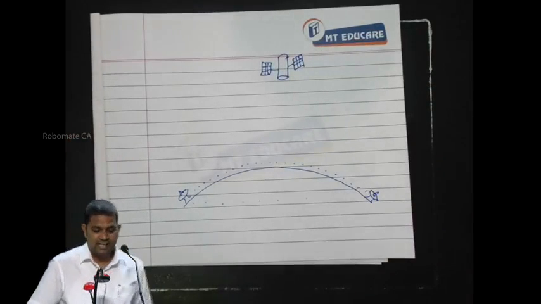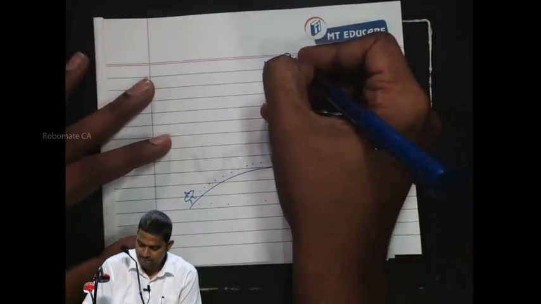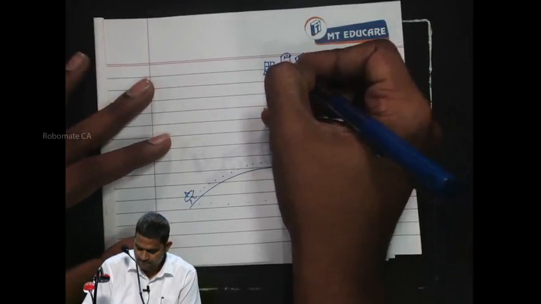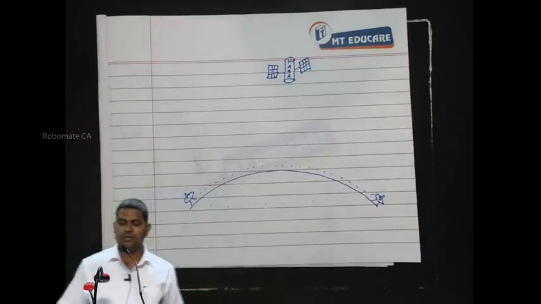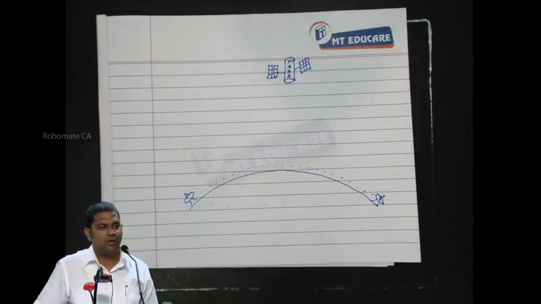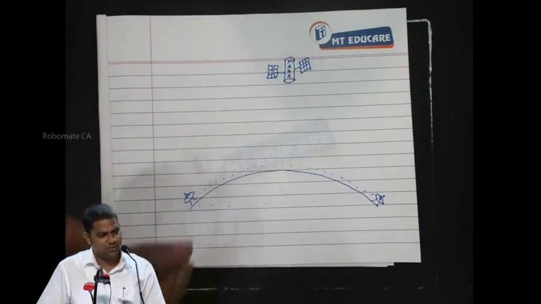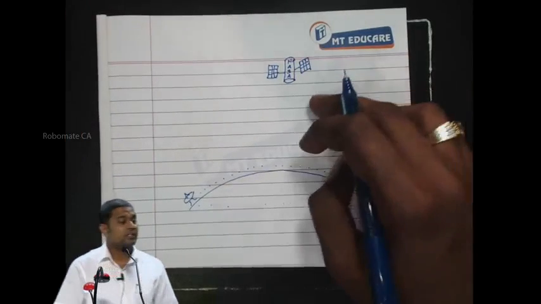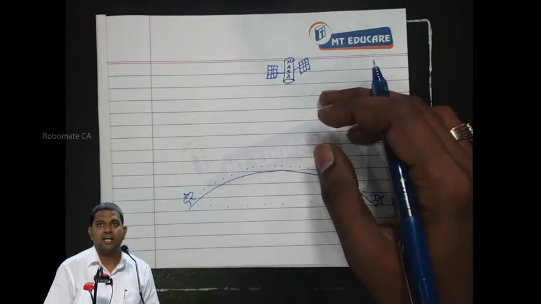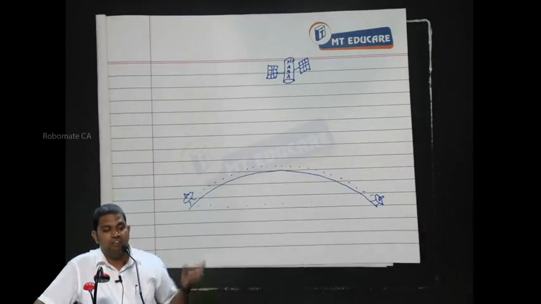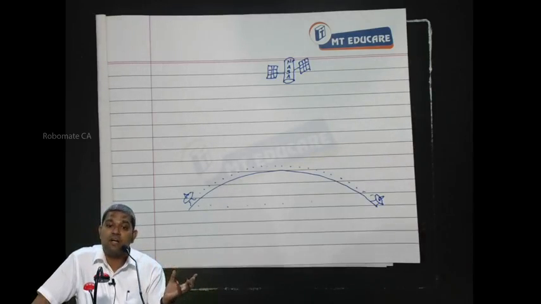We are having a satellite situated. I wrote NASA because I could not fit INSAT over here, so I wrote NASA. Now, this particular satellite is revolving in geosynchronous orbits.